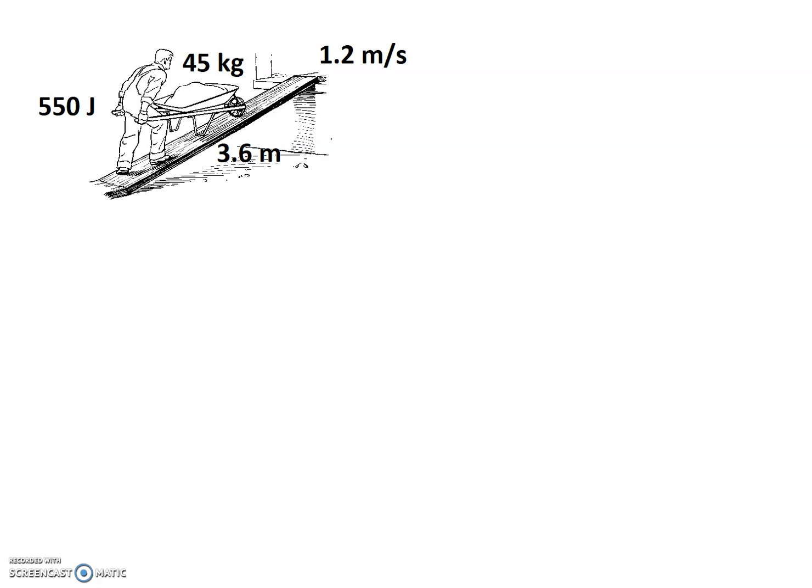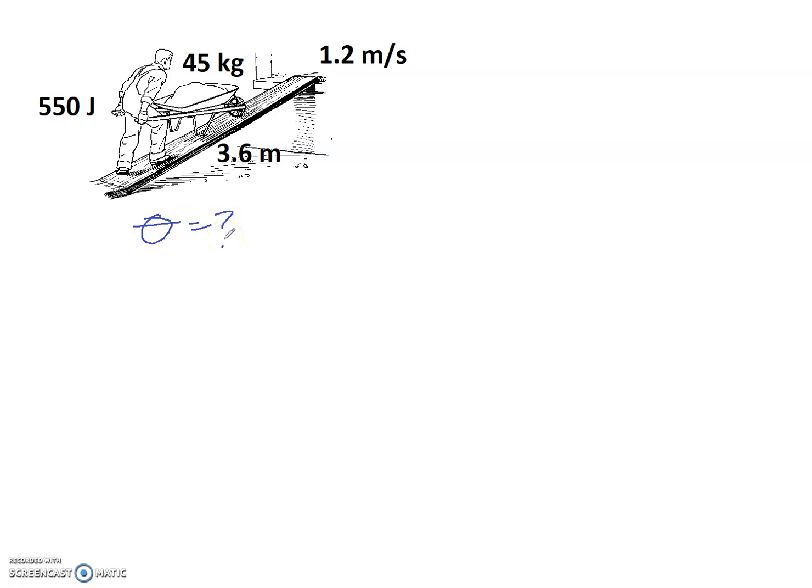Okay, so let's look at a typical forces, work, and energy type situation and see what we can solve for. Here we've got a guy with a 45 kilogram wheelbarrow going up a ramp that is 3.6 meters long. He's going to start at rest at the bottom, and he reaches 1.2 meters per second at the top, and we've got him listed as having done 550 joules in order to go from the bottom to the top of the ramp. And what we're going to do is see if we can find out what the angle of the ramp is.